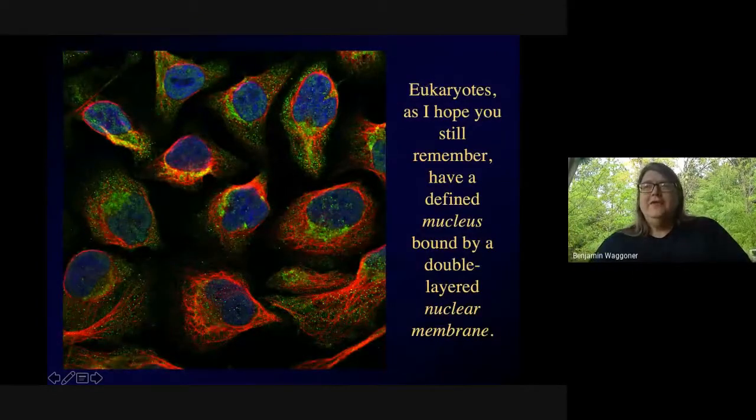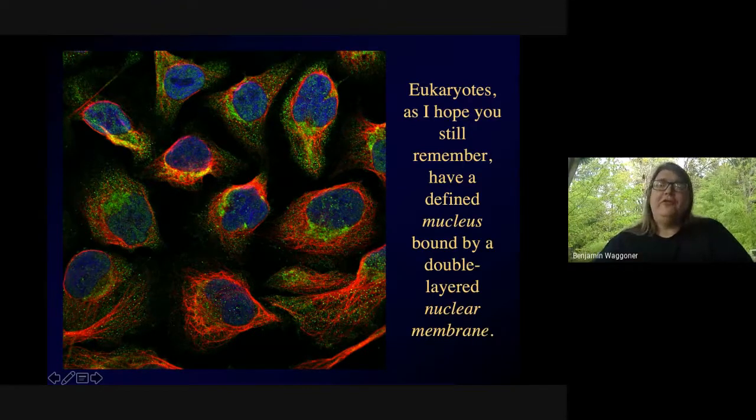Eukaryote DNA is linear. Each chromosome is a long piece of DNA with two ends. Hopefully you still remember that eukaryotes have a defined nucleus. Oh, I think I wrote nucleus here. That's a typo. It's a nucleus with an N as in November.